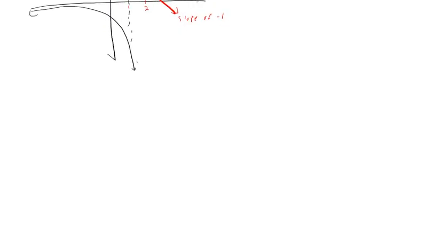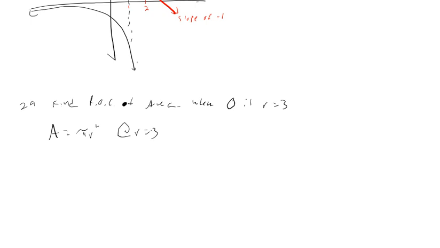29. Find the rate of change of area when a circle has a radius of 3. So the area of a circle, we know the formula is pi r squared, at r equals 3. So we do the same thing. Limit this time as r approaches 3. Whatever the variable is, doesn't matter.